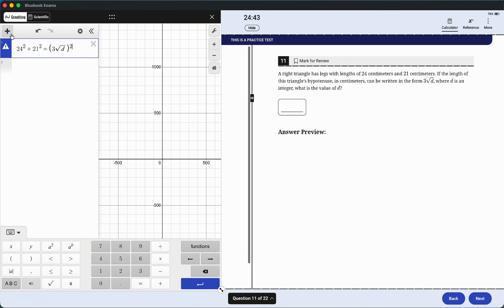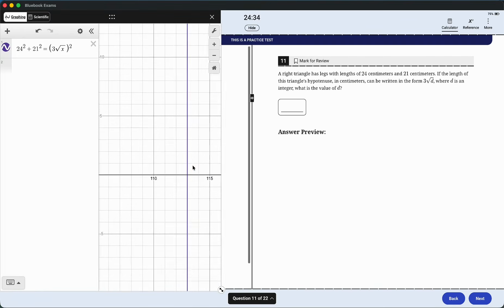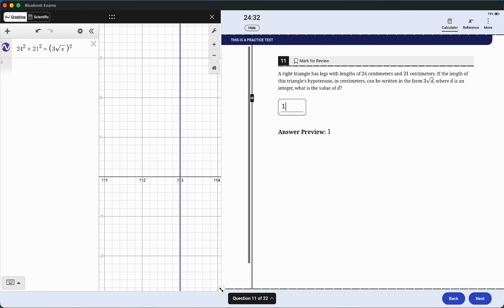Now, the only reason we're getting an error here is Desmos doesn't like the unknown to be anything other than X. So just swap that for X and you see our solution appears. I just zoom in on it. What number is that? That's 113. That's our answer. So Pythagorean theorems, you can just type those in Desmos and get your answer.